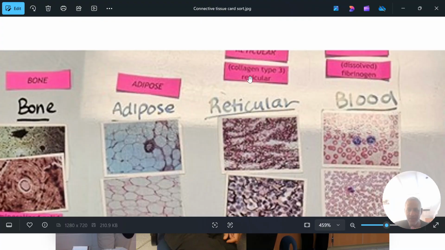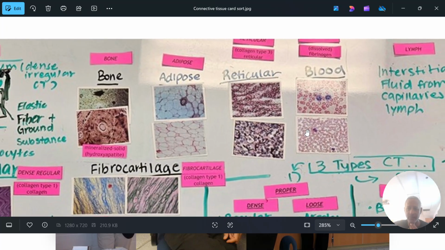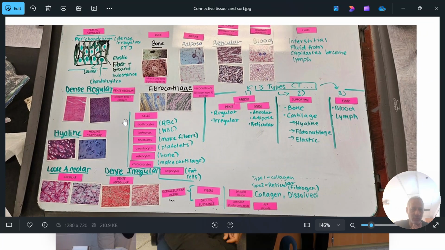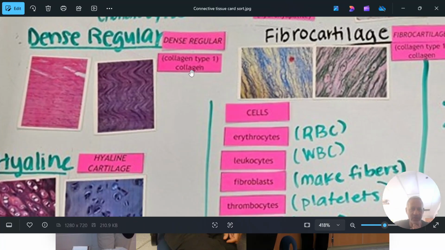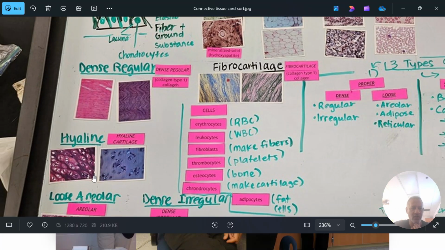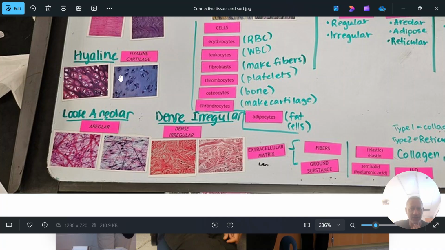Over here, reticular fibers. That's because we have collagen, elastic fibers, and we also have reticular. Reticular is found in places like the spleen and the lymphatic system. Blood with dissolved fibers. Let's move over here. We've got dense regular with collagen type 1. We've got hyaline cartilage, loose areolar, dense regular.